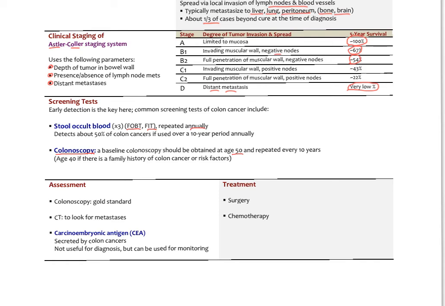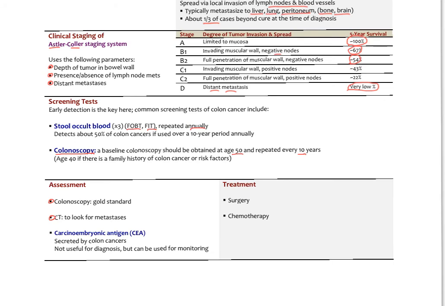And assuming there's no polyps, usually the repeat is every 10 years. But if there's polyps found or multiple polyps or something, the gastroenterologist might recommend coming back in 3 years or 5 years for a repeat colonoscopy. So colonoscopy is the gold standard. CT would be used to look for metastases like in the liver or other organs.